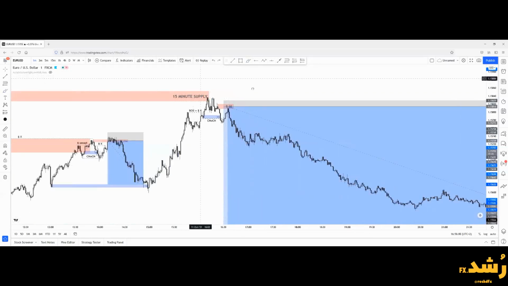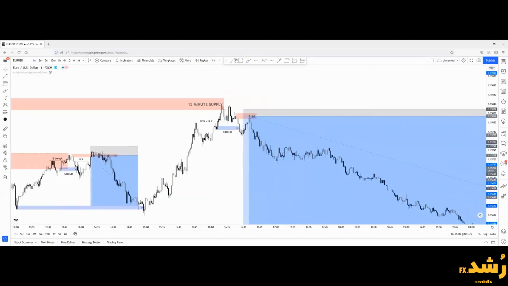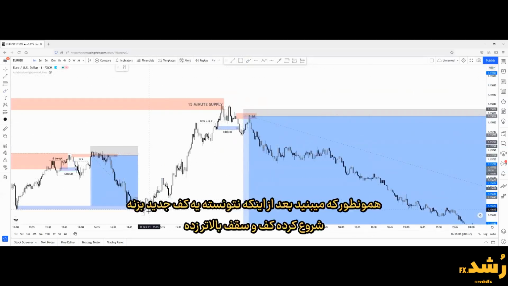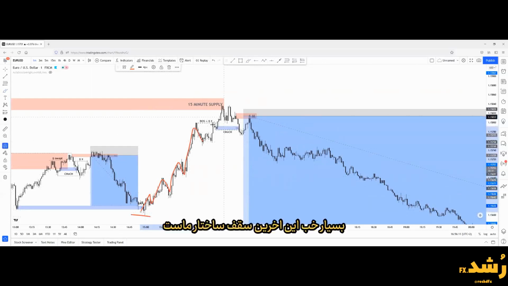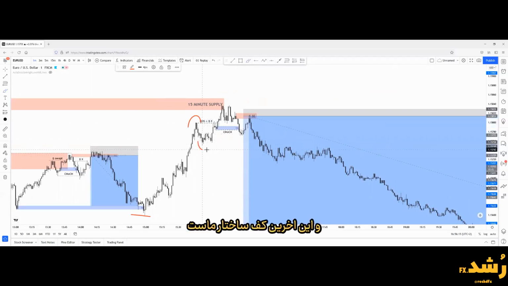So, okay. As you can see, after we failed to create a new low, we started to create a series of higher highs and higher lows. Right? This was the last structural high. This was the last structural low. And this structural low couldn't take out the high, right?